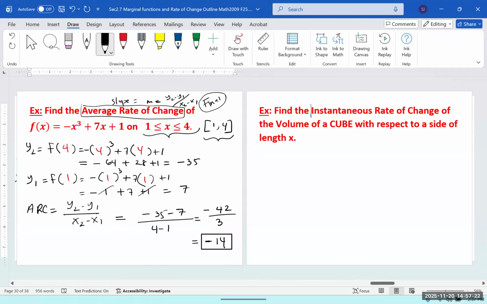Now we have instantaneous rate of change. What does instantaneous rate of change mean? Derivative. So it says, find the instantaneous rate of change of the volume of a cube with respect to a side length of x. What is it asking us? Find the instantaneous rate of change of the volume of a cube. Derivative of what?